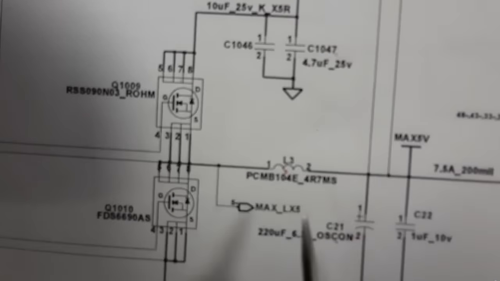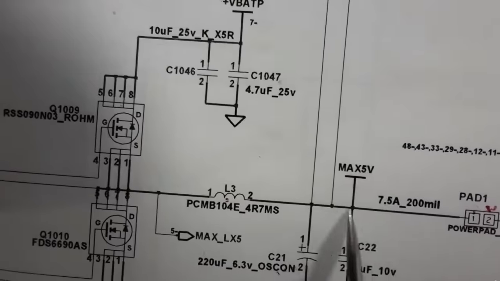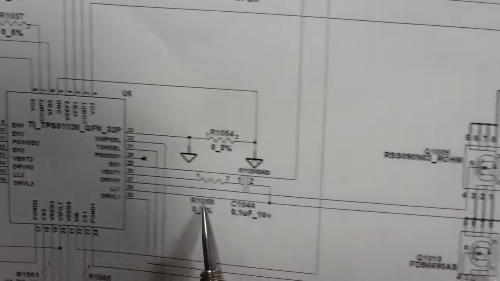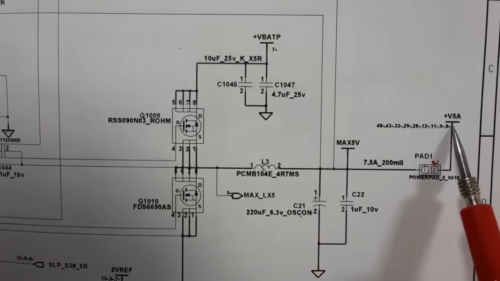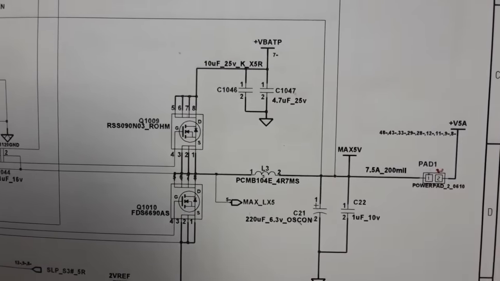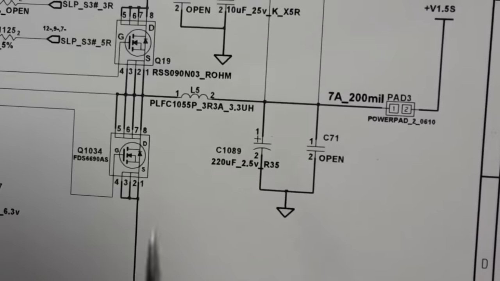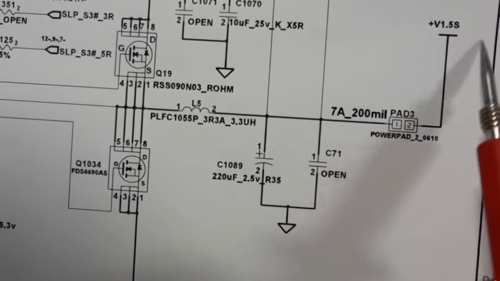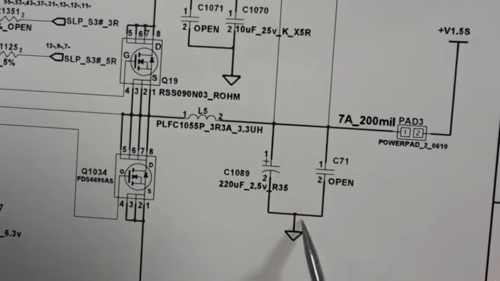So do you see, for example, here we have an inductor. Do you see this inductor? It is connected, as you can see, to the IC. This is just an example. And here the inductor is connected to the 5 volt, to the power rail. And here also we have an inductor that is connected to the power rail. So you will never find an inductor that is connected to the ground.